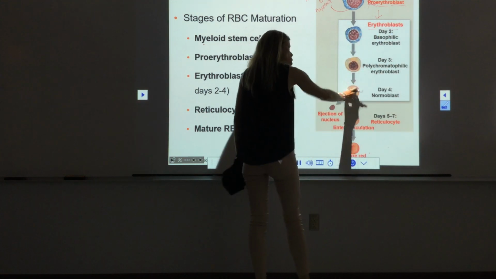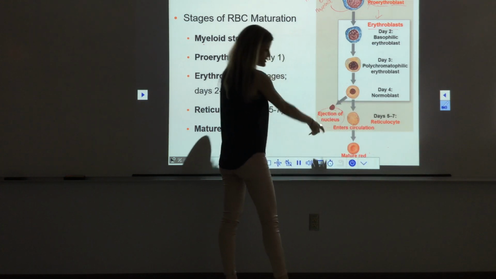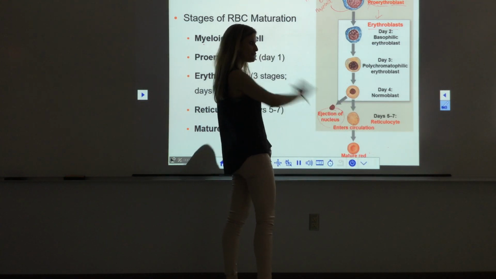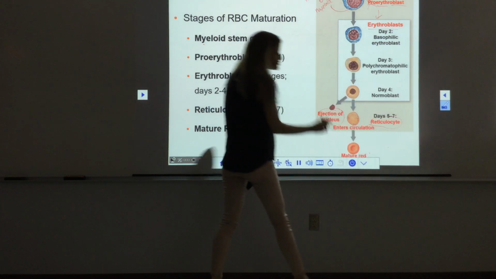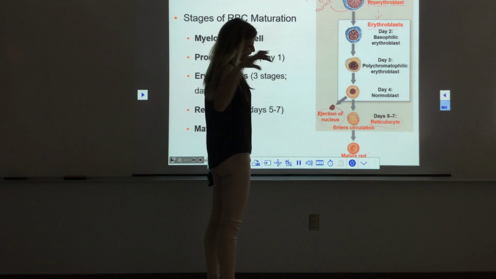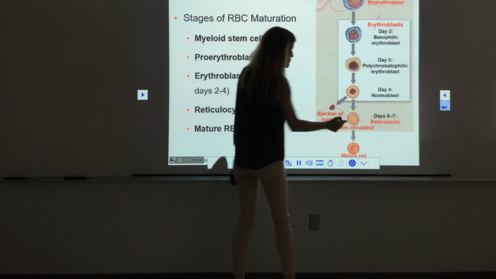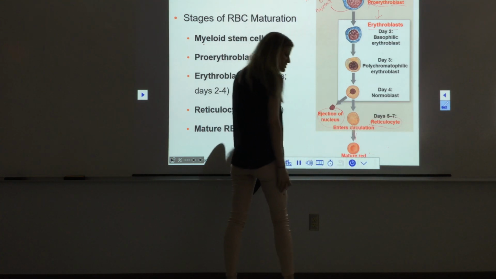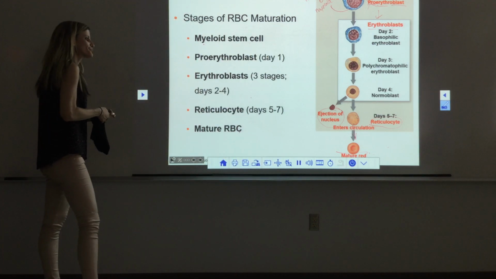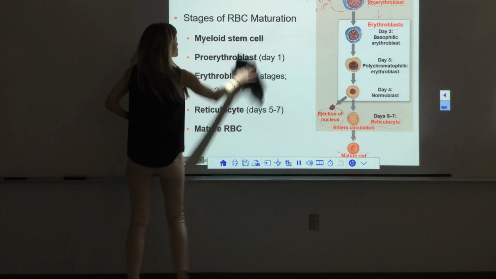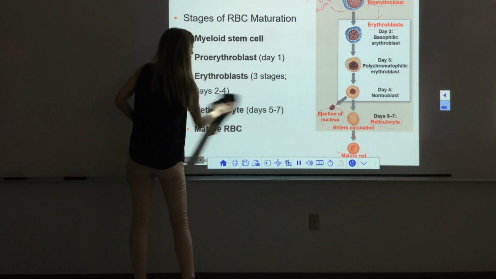We go through some changes here. You can see here we get rid of the nucleus because do red blood cells have nuclei? No. So we eject that nucleus. And then we have something called a reticulocyte. We're still not our nice biconcave disc shape, but we're pretty close. That reticulocyte gets ejected into circulation and is our mature red blood cell. So you see from the proerythroblast to the red blood cell is about a week.